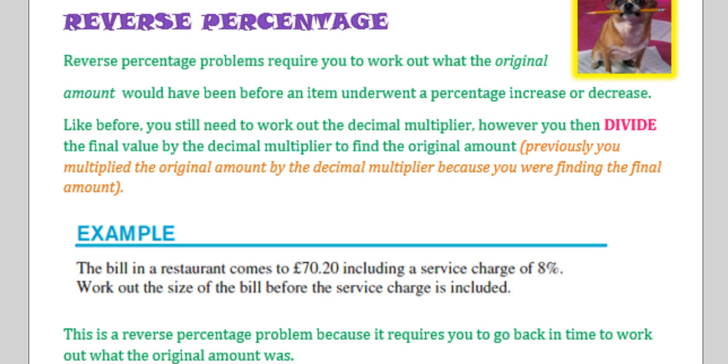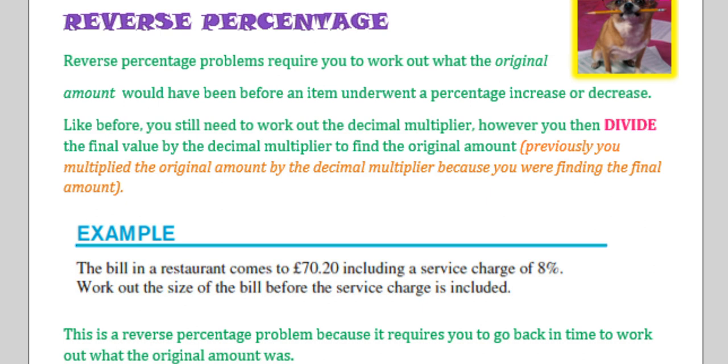So reverse percentages. This is very similar to percentage increase and decrease where you work out a decimal multiplier. So just like before, you'll need to work out a decimal multiplier first. But after you worked out a decimal multiplier, what did you normally do as the next step? Natalie? You would times the old value by the decimal multiplier.